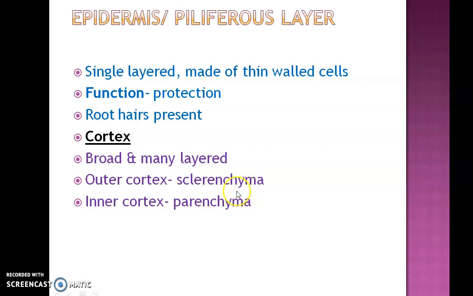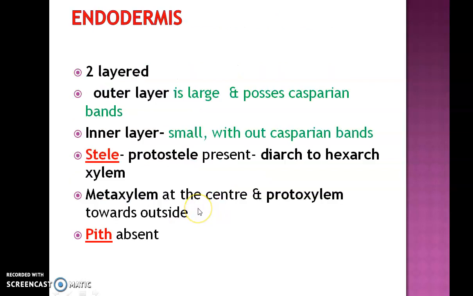Xylem is surrounded by phloem. So, the outermost layer epidermis is made up of thin walled cells. Its main function is protection. Root hair is present. Inner to the epidermis, the cortex is divided into sclerenchymatous outer cortex and parenchymatous inner cortex. The cortex ends in a two-layered endodermis. The outer layer is made up of large-sized cells and possesses Casparian thickening, while the inner layer is made up of small-sized cells and without Casparian bands.